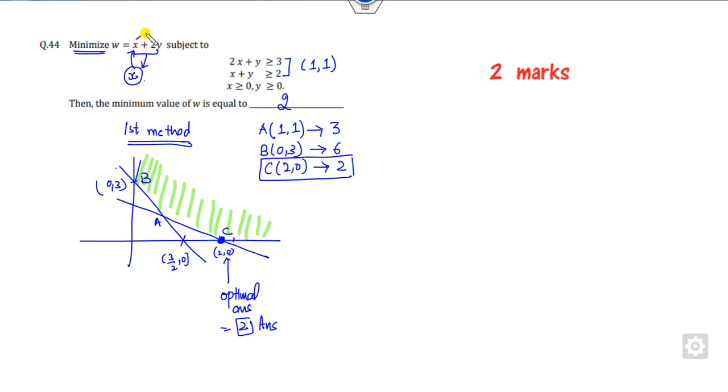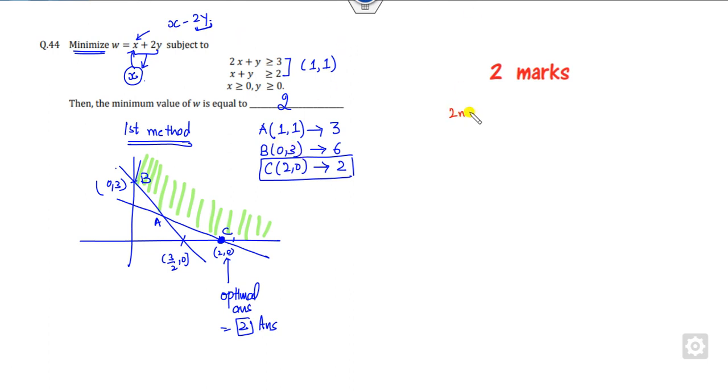Since x minimizes more than y. On the other hand, if your objective function were different, which one would minimize more? The more y, the smaller the value of W. So in that case that will be the answer. This is the first way.